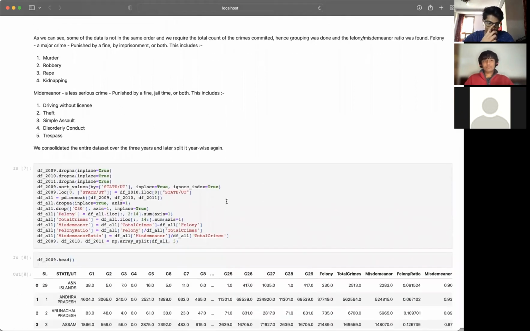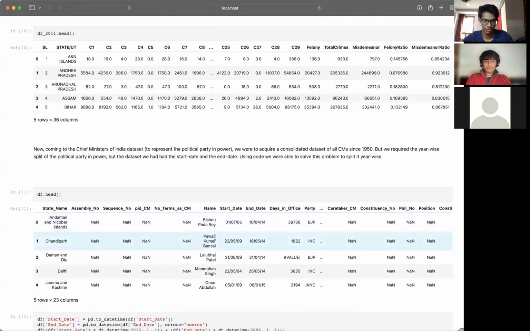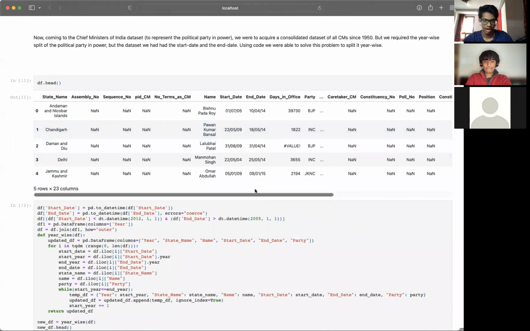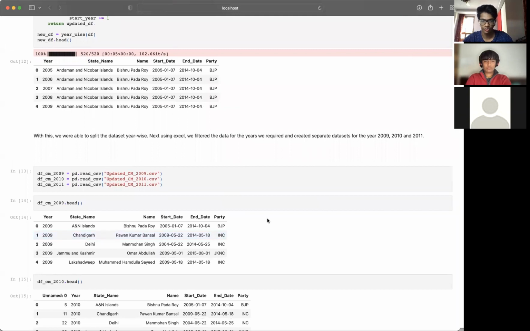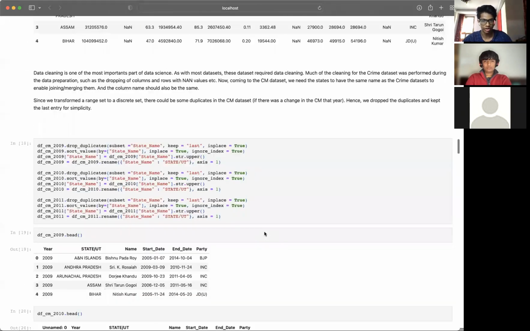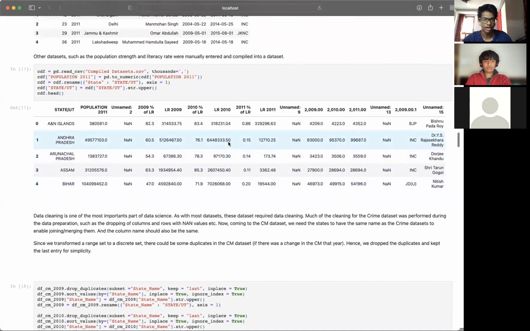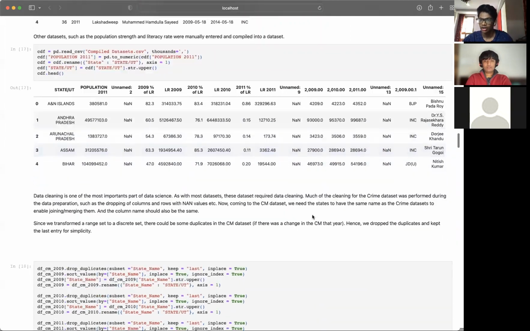Along with the crime dataset, we also used the CM dataset, which consists of all the chief ministers of each state and union territory over the period 2009, 10, 11, which we have used for our case study. We did some data preparation and cleaning to make this year-wise. Before it was in a range, so we made that into year-wise. We also created a consolidated data set, as shown here, which has the population, the literacy, and the police strength of the various states.